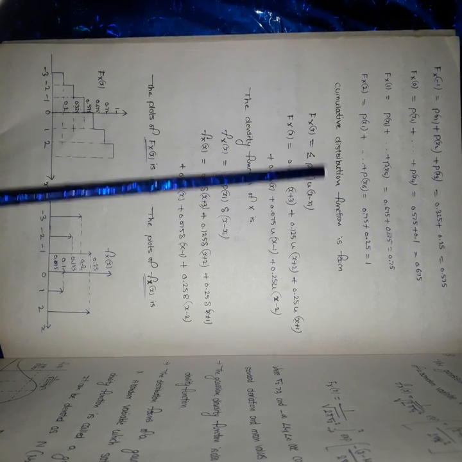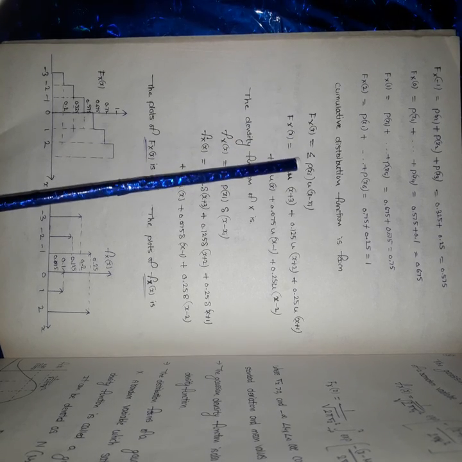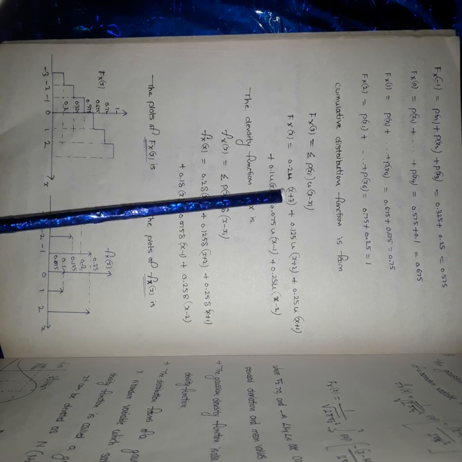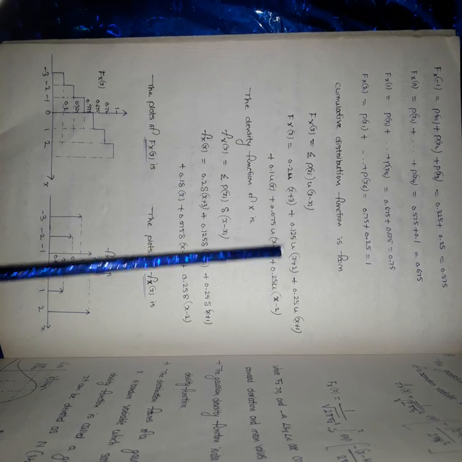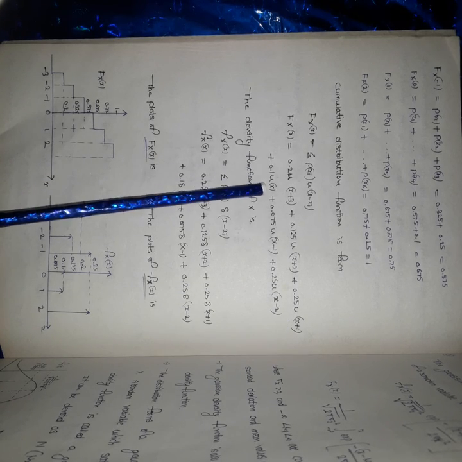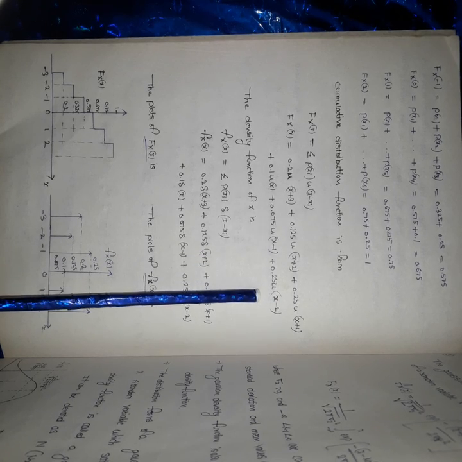The cumulative distribution function is formed as Fx of x is equal to the summation of P of xi times u of x minus xi. Fx of x is equal to 0.2 u of x plus 3, plus 0.125 u of x plus 2, plus 0.25 u of x plus 1, plus 0.1 u of x, plus 0.075 u of x minus 1, plus 0.25 u of x minus 2.